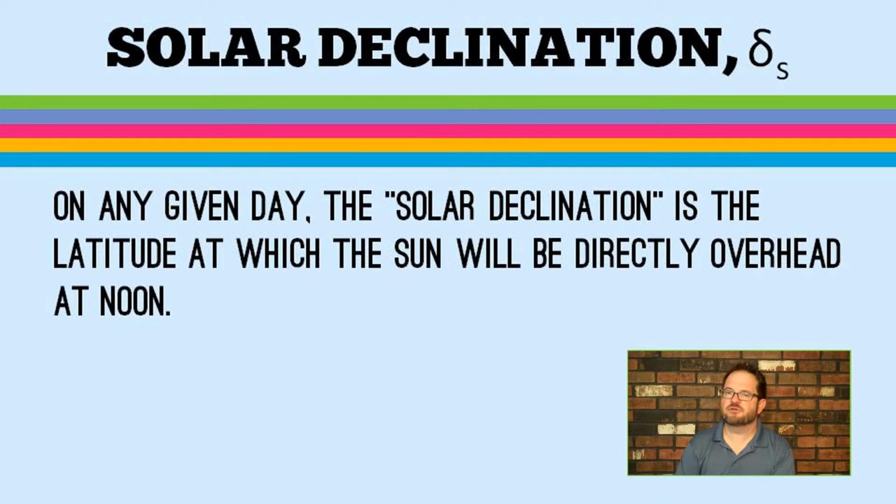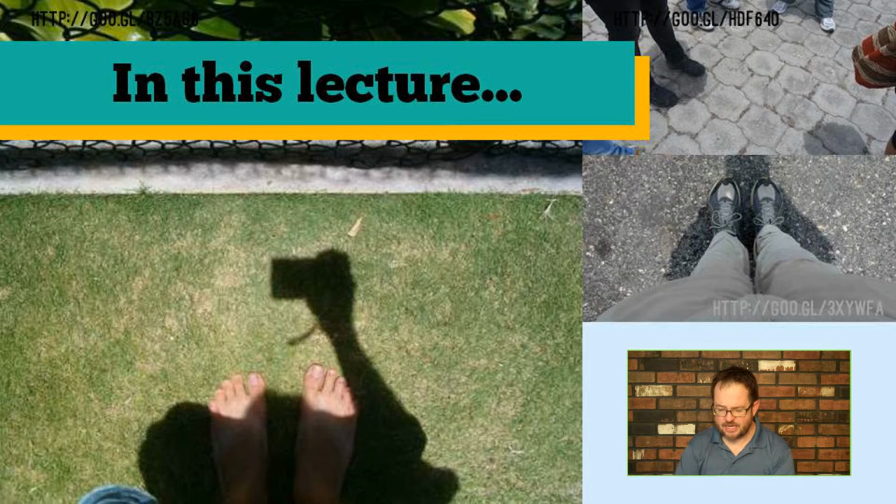It'll be a positive number if it's in the northern hemisphere. It'll be a negative number if it's in the southern hemisphere. It'll be 0 if it's at the equator. We can work with it in terms of degrees, like degrees latitude, or for a lot of the calculations it's going to be useful to convert it to radians.